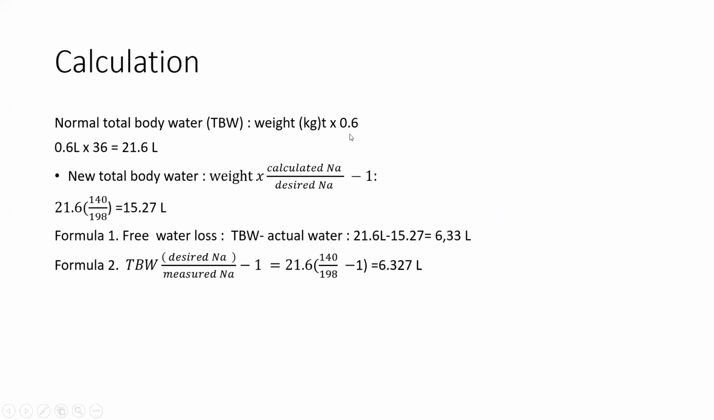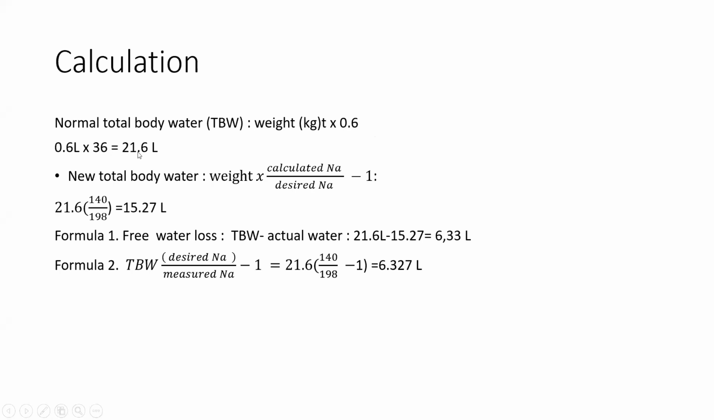Adult males will be the same, but elderly women will be 0.5, and elderly men 0.4. So this concentration is supposed to vary according to the age of the patient. But in normal children, we assume 0.6, or 60% water. For example, I took a case of a patient whose weight was 36 times 0.6.